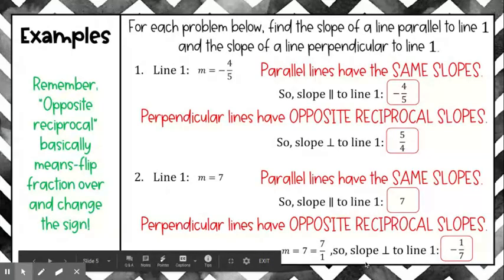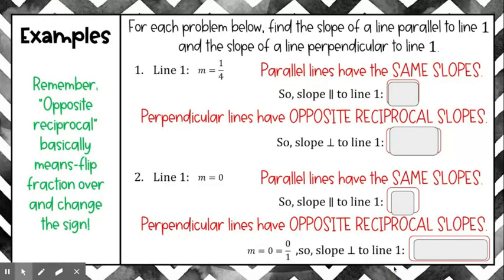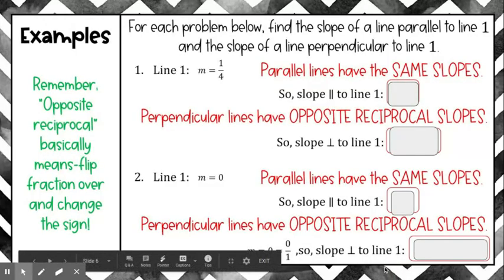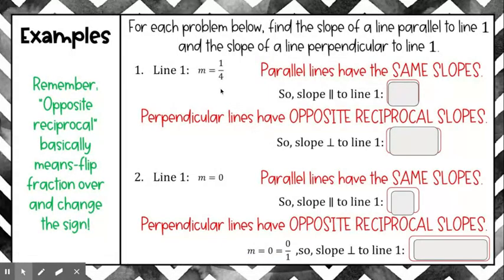So if it's positive, it goes to negative. If it's negative, it goes to positive. So here we have some more examples. On number 1, it says line 1 has a slope of 1/4. Parallel lines have the same slope. So the slope parallel to line 1 is going to be, you got it, 1/4.